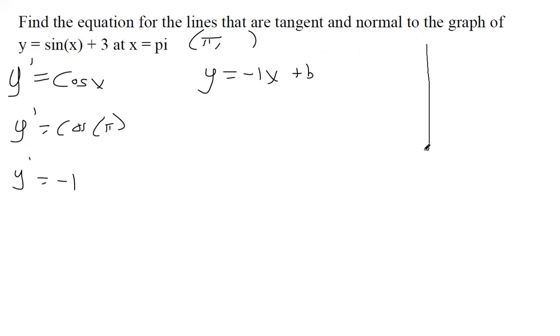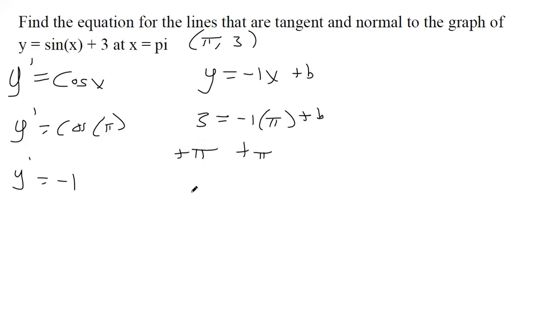Sine of pi, pi is 180 degrees in radians. Sine is the y coordinate, so sine of pi is 0. And then 0 plus 3 gives us 3 for a y coordinate. So we'll plug in 3 for y, pi for x. And then we want to get b by itself, so that's negative pi. You just want to add pi to both sides to make that cancel out.